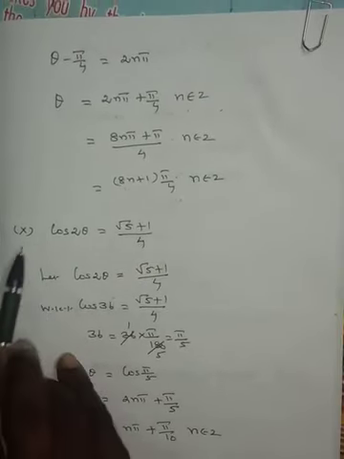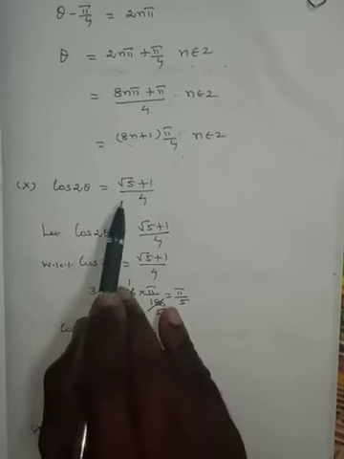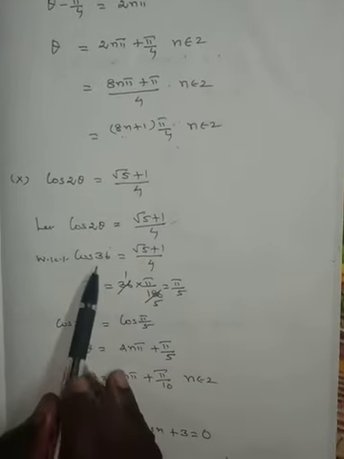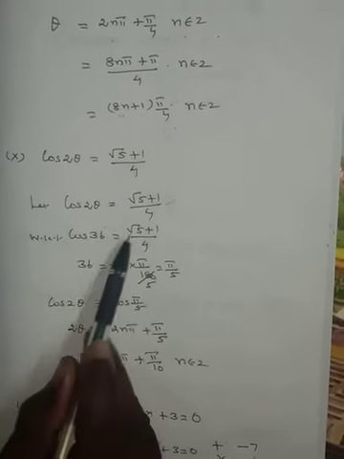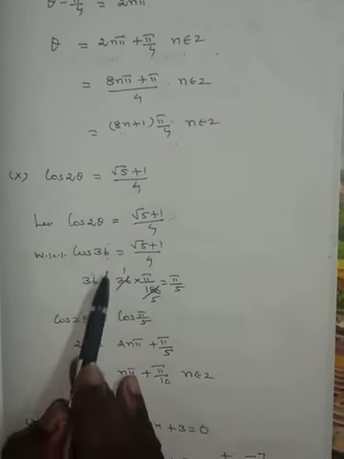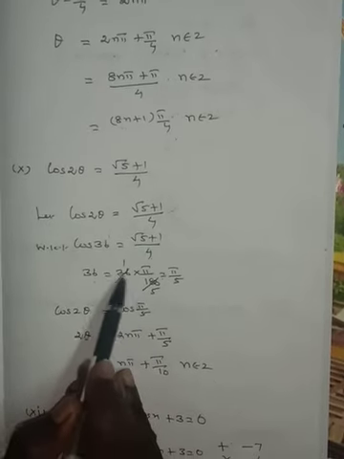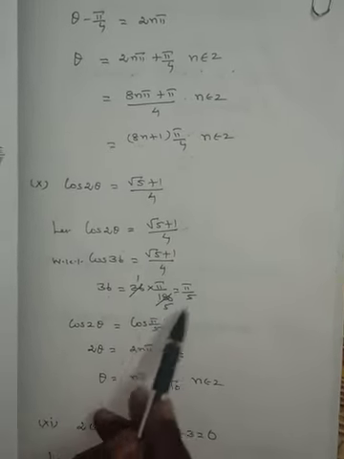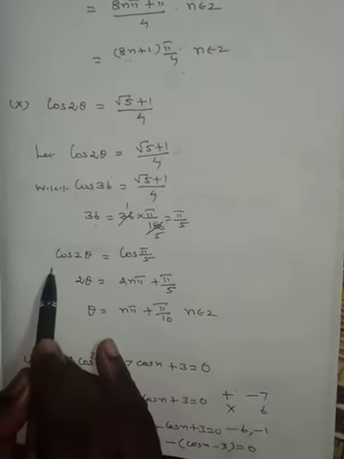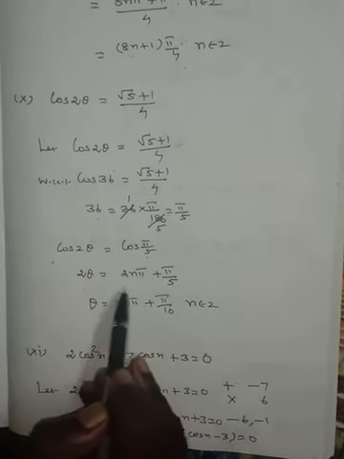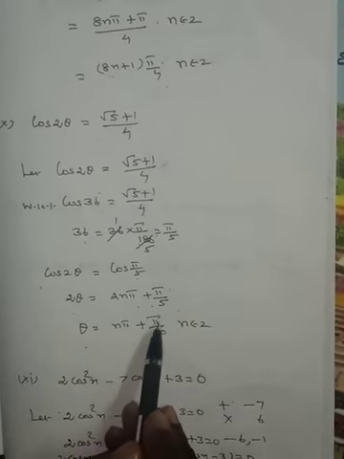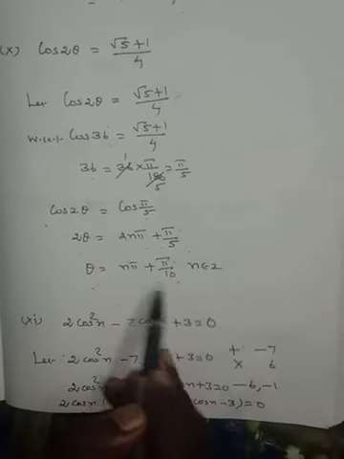Next, sum number 10. Cos 2 theta is equal to root 5 plus 1 divided by 4. Cos 36 is equal to root 5 plus 1 divided by 4, already known result. Therefore, take 36 degree measure into radian measure: 36 into pi divided by 180. Cancelling we get pi by 5. So cos 2 theta is equal to cos pi by 5. Taking cos inverse on both sides, we get 2 theta is equal to 2n pi plus pi by 5. Theta is equal to n pi plus pi by 10. Why? Divide through by 2 on both sides, we get this result.